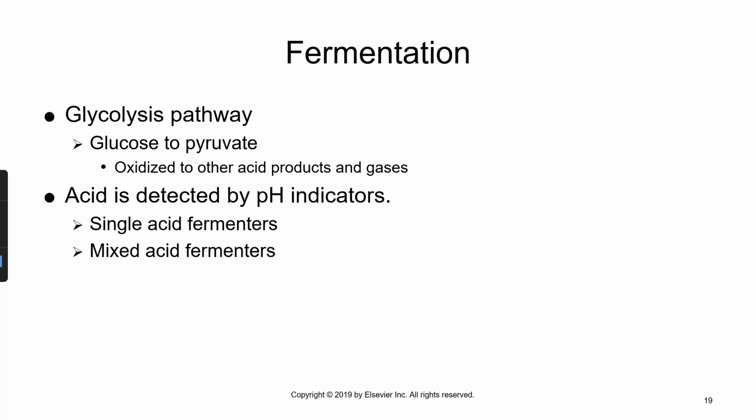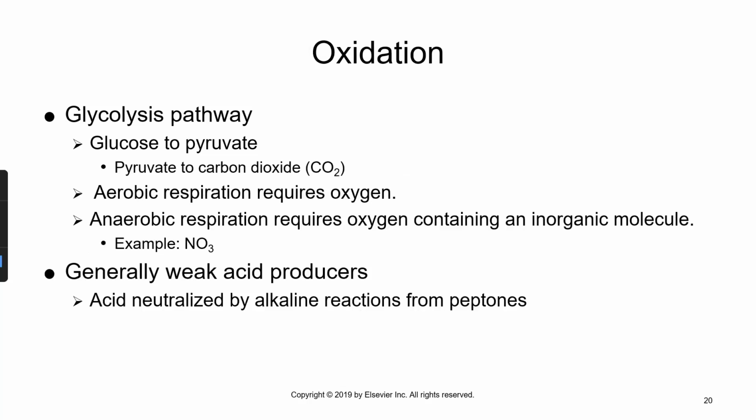So fermentation: the glycolysis pathway, glucose to pyruvate, and then it's oxidized to other acids, products and gases. Acid is then detected by pH indicators. There's single acid fermenters and mixed acid fermenters. Oxidation is the glycolysis pathway. Glucose is converted to pyruvate, and then the aerobic pathway requires oxygen, or the anaerobic pathway requires an oxygen-containing inorganic molecule. Generally weak acid producers, the acid is neutralized by alkaline reactions from the peptones.